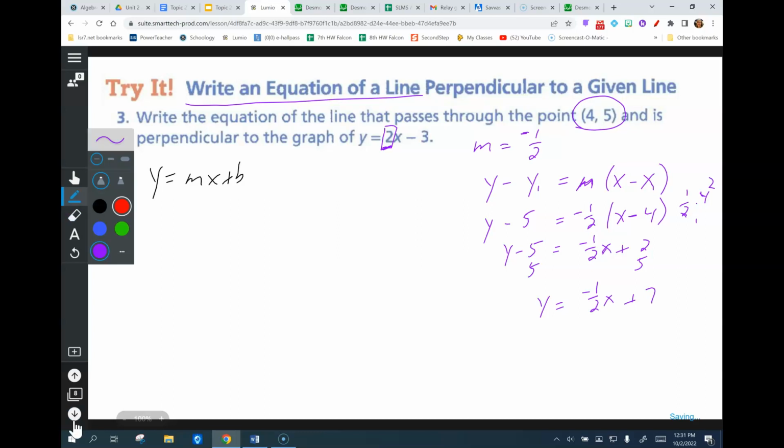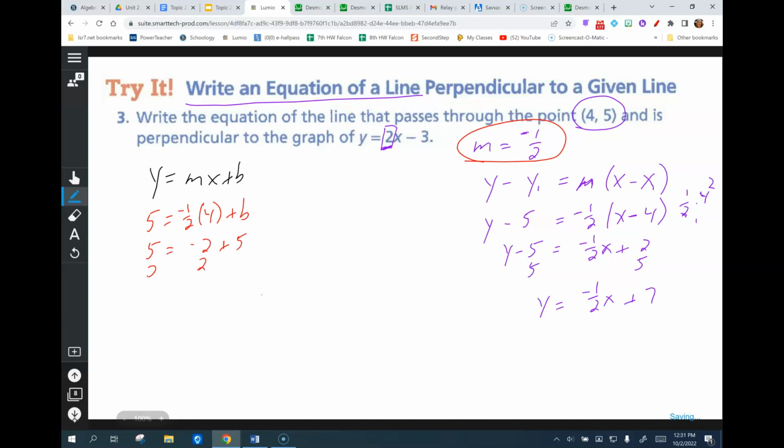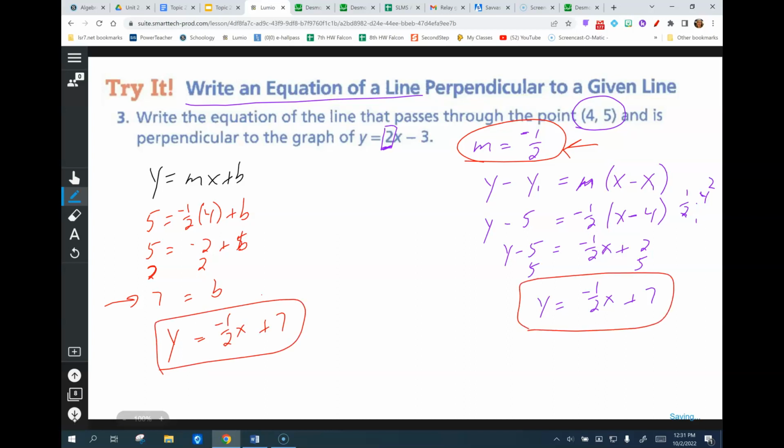If I use slope-intercept, I'm going to have 5 is equal to negative 1/2, because I have to use my new slope, what makes it perpendicular, times 4 plus b. So 5 is equal to negative 2 plus b. I'm going to add 2 to both sides. So I get 7 is equal to b. So my final equation, using my new y-intercept and my new slope, I get negative 1/2 x plus 7. Notice my answer is the same whichever way I do it.